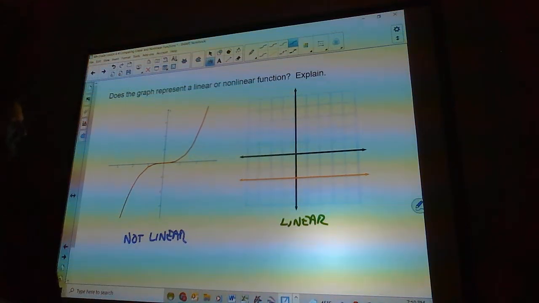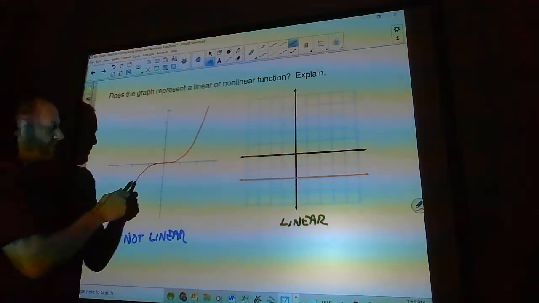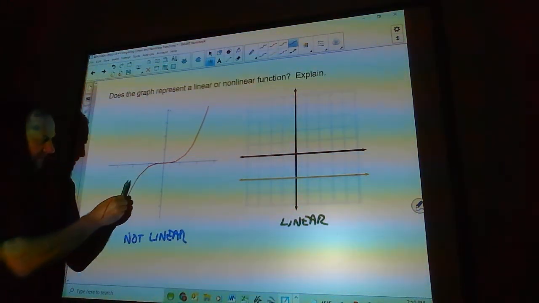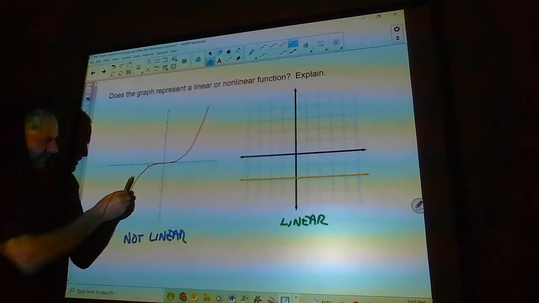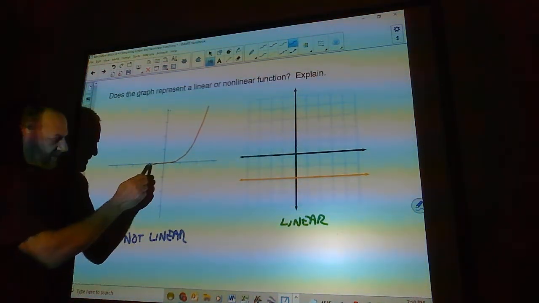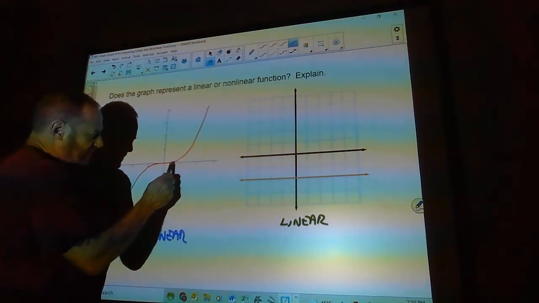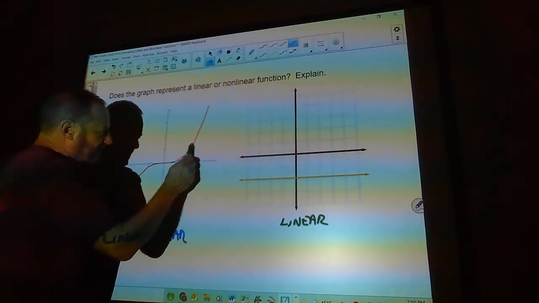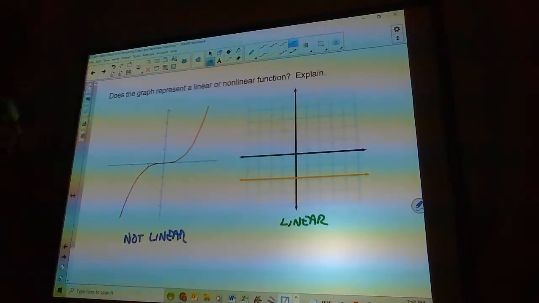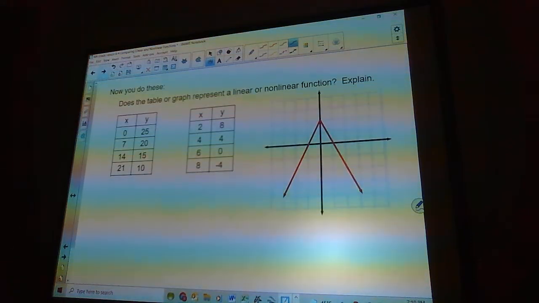And second of all, if you were to calculate the slope, you look here, the slope's positive and it's steep. But now the slope is still positive, but it's not steep anymore. Here the slope is 0. And then the slope is getting bigger again, and it's getting steeper and steeper. So the slope changes, which means it's not linear.